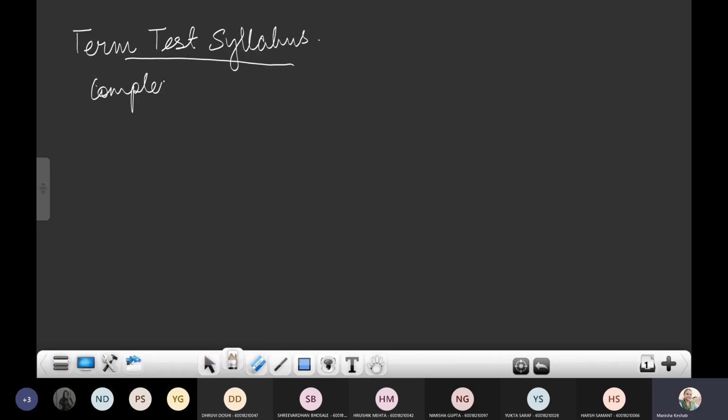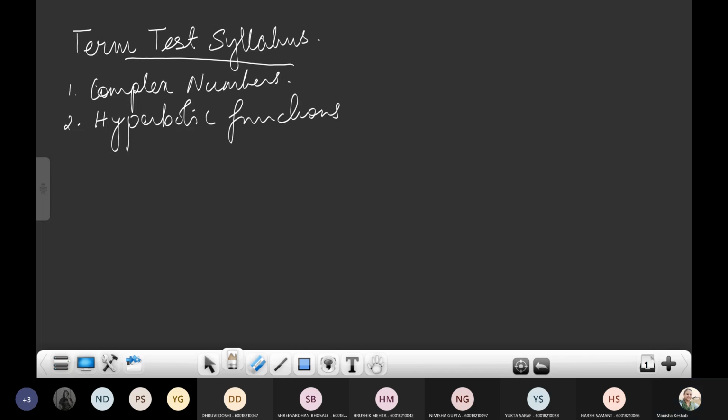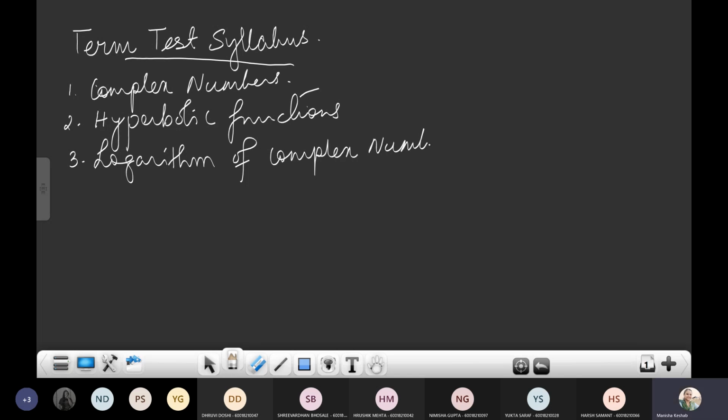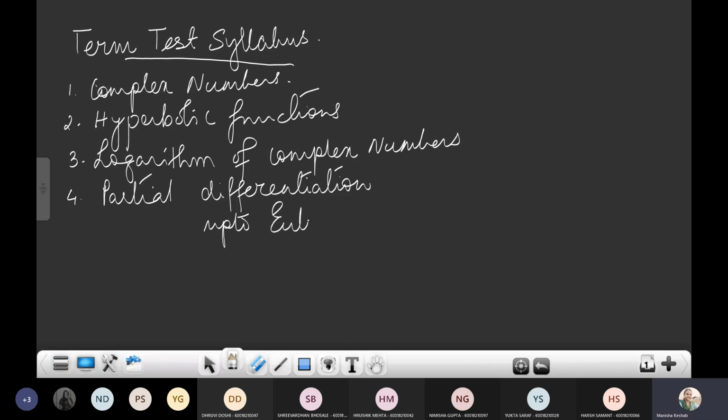We will have complex numbers, whatever we have learned. Complex numbers. Then hyperbolic function, and logarithm of complex numbers. Then we have partial differentiation up to Euler's.